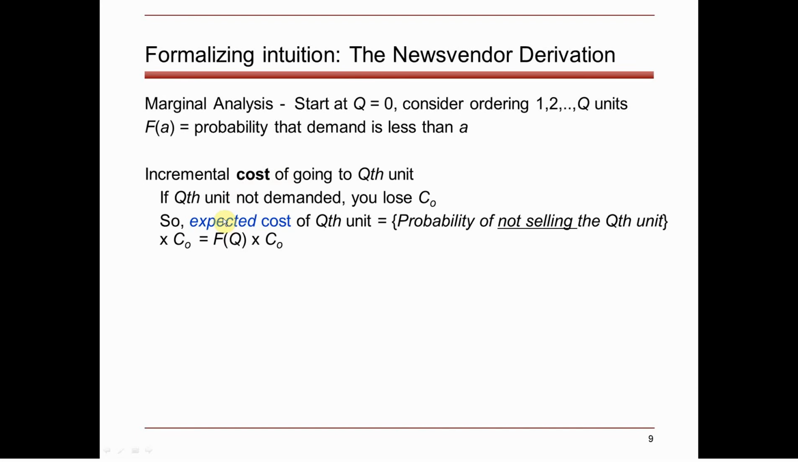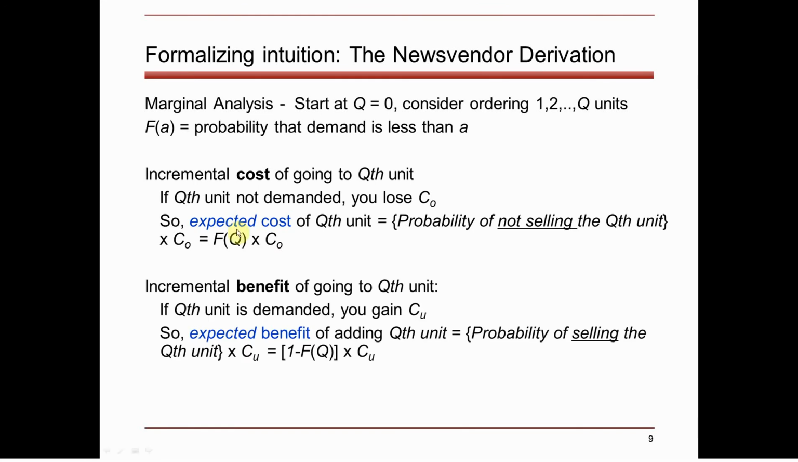Now, if the 100th paper, the Qth unit, is not demanded, we lose that unit cost, or Co. So the expected cost of the Qth unit is going to be the probability that we didn't sell that Qth unit, or the 100th unit, times how much it costs us, which is Co. In other words, F of Q times Co. Remember, F of A is the probability demand is less than A, so F of Q is the probability demand is less than Q. So if Q is 100, it would be the probability of selling less than 100 units, but not 100 units, times the cost of what we lose for having that 100th unit, because it's just one more.